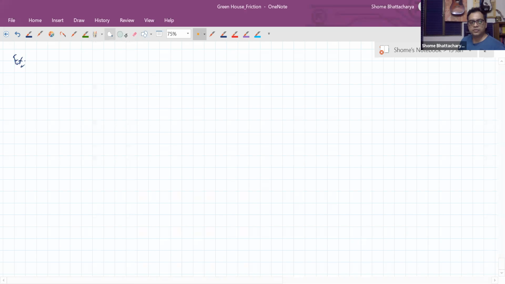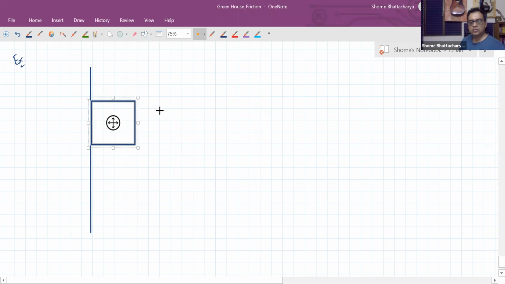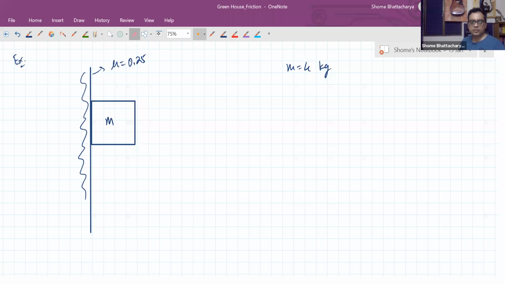Now let's look at another question. So again, similar to a question we've seen before, you have a rough wall against which you placed a block. So this has a coefficient of friction of 0.25, and this block has a mass of, let's say, 4 kg. I'll make it 5 kg.